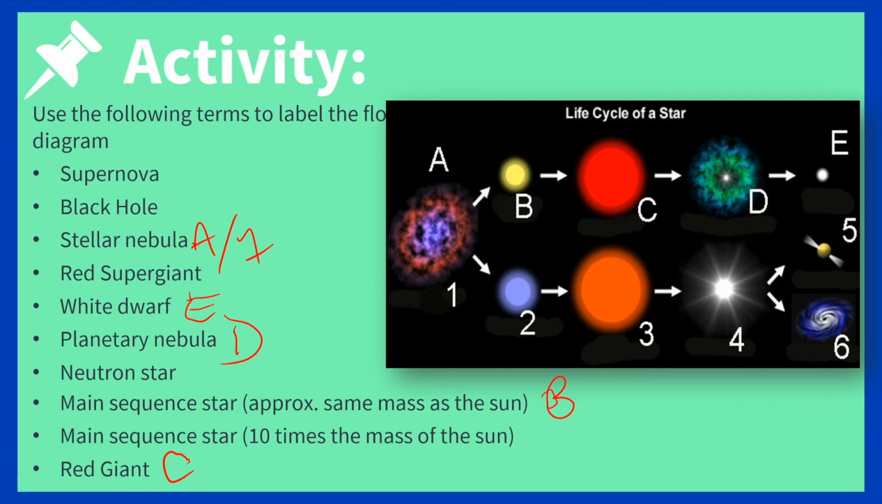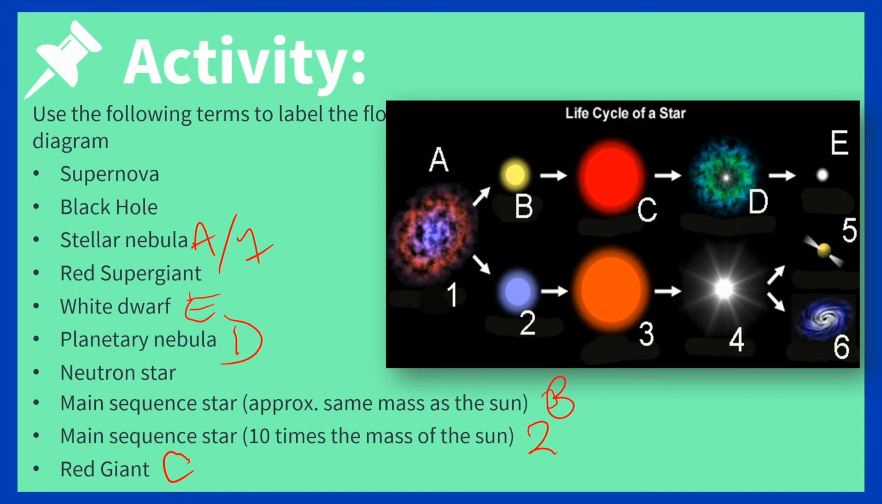On the other hand, if we go down our number pathway, so we go from 1, which was our stellar nebula, to 2, which is again going to be main sequence, but this is a much bigger main sequence star. If you look further down the pathway, you can see there's going to be a split that looks like it's probably going to be the split where it could be a neutron star or a black hole. So that tells me that this is a bigger pathway. Sorry, the pathway for a bigger star. So 2 is going to be our main sequence star, 10 times the mass of the sun.